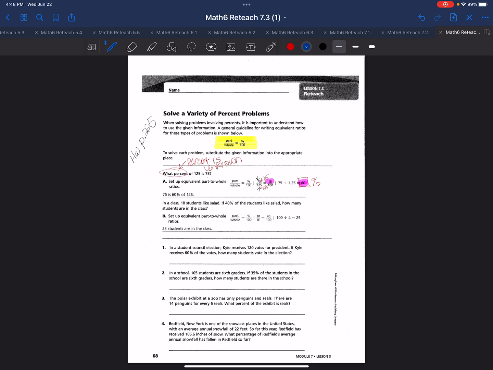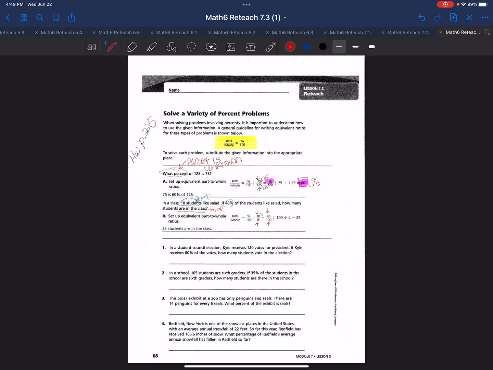In a class, 10 students like salad. If 40% of the students like salad, how many students are in the class? I find these easier when they give me the percent, because there's your percent. And if 10 students in the class like salad, how many students are in the class? So this is your part, because they're asking you what is the total, the whole amount. So we go ahead and fill this in. We put 10 here as my part, and this is the whole, we don't know that. And then we put 40%, which is 40 over 100.